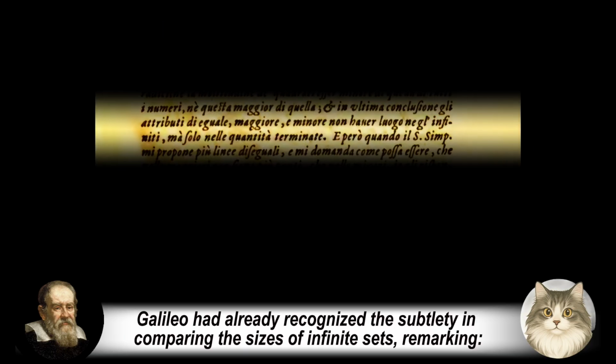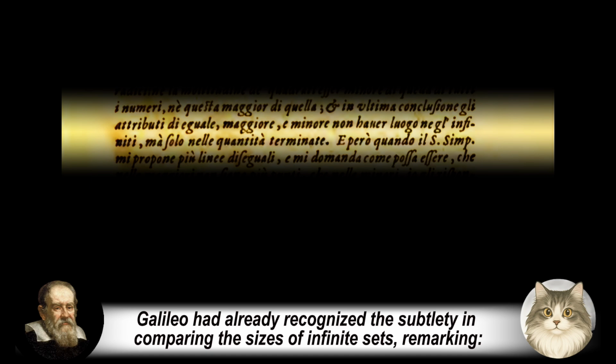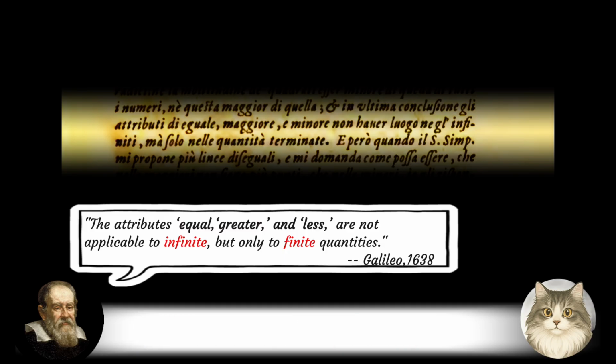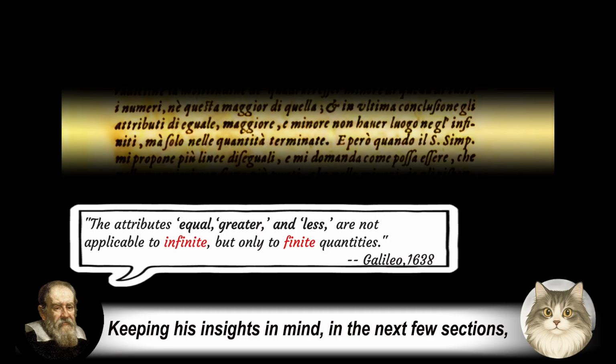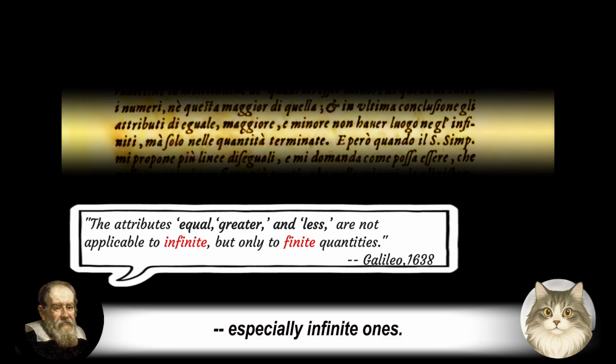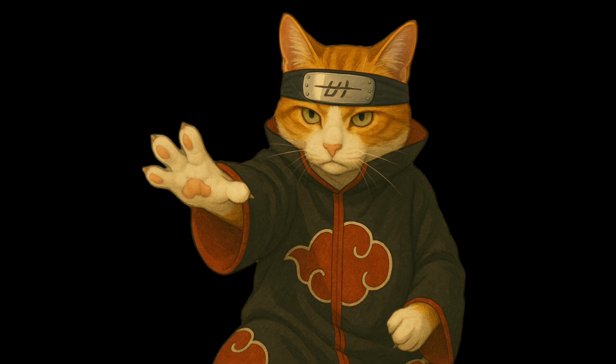Galileo had already recognized the subtlety in comparing the sizes of infinite sets, remarking, "The attributes equal, greater, and less are not applicable to infinite, but only to finite quantities." Keeping his insights in mind, in the next few sections we will explore how to carefully compare the cardinalities of sets, especially infinite ones.